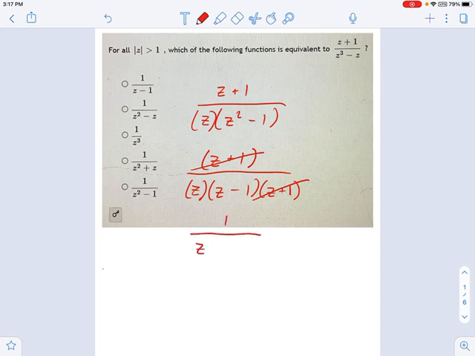1 over z times z minus 1. Now another mistake would be to forget that this is still 1 over something. But here we go. Now this answer isn't exactly in our list either. We need to think about what's equivalent, and if you multiply this out, you'll get z squared minus z. I think that one should be in here. Where are we? There we go. 1 over z squared minus z.